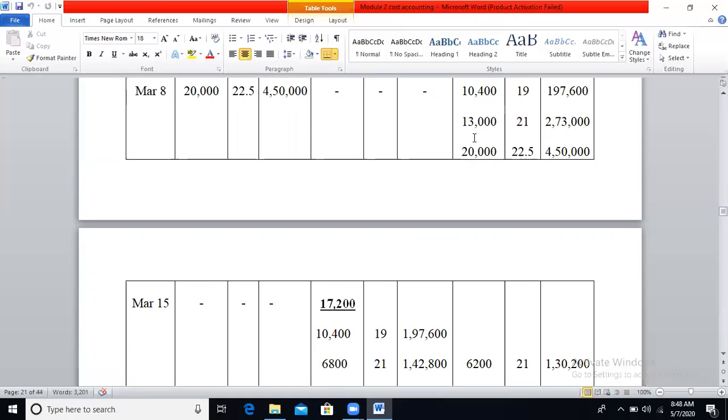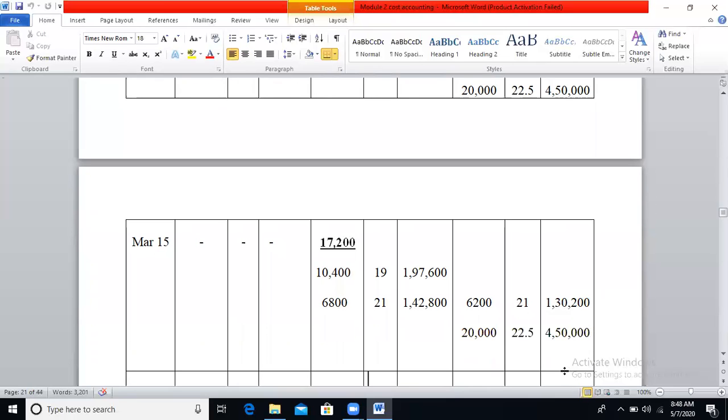Then out of 13,000, you have issued 6,800. The remaining balance will be 6,200 at the rate of 21. If you multiply 6,200 into 21, you will get 1,30,200, and still we have the 20,000 units at rupees 22.5. The total value will be 4,50,000.